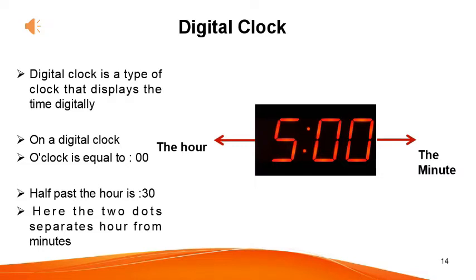Digital clock. Digital clock is a type of clock that displays the time digitally. On a digital clock, you will see two dots which separates hours from minutes. The number on the left displays the hour. The number on the right displays the minute.